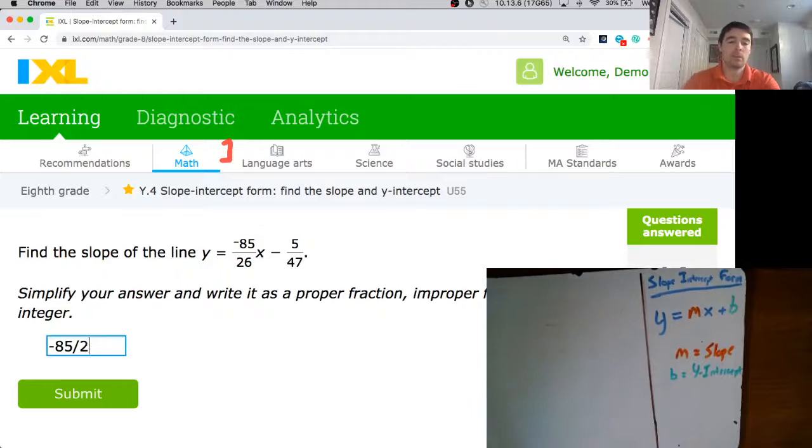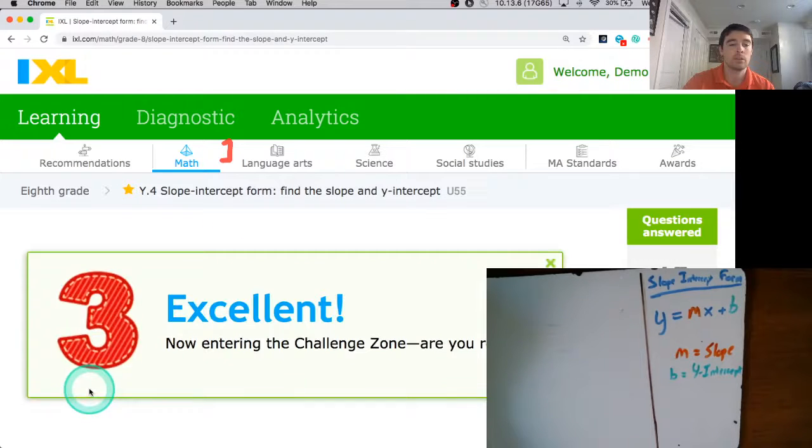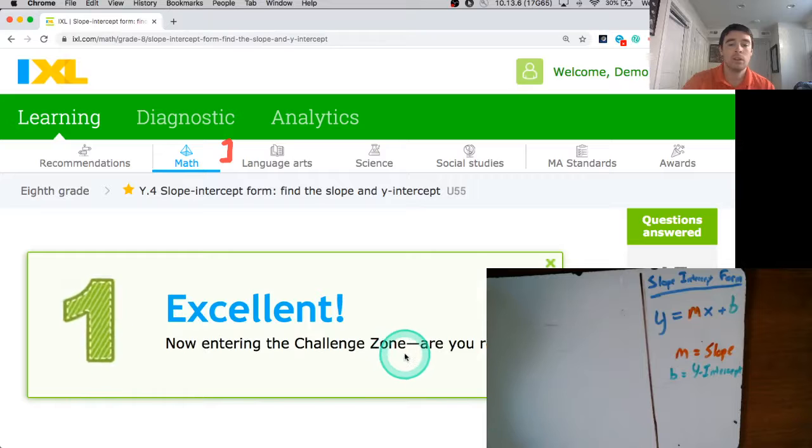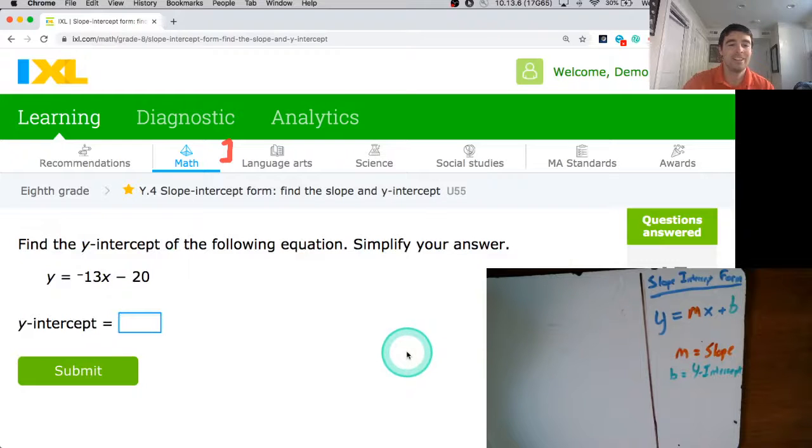Here they make the numbers a little more annoying. Negative 85 over 26. You'd have to check if it could be simplified. It can't be simplified. 1, 2, 13, and 26 are the only factors, and they don't go into 85. All right, the challenge zone. Sometimes the y-intercepts will be negative. I guess that's the challenge here.